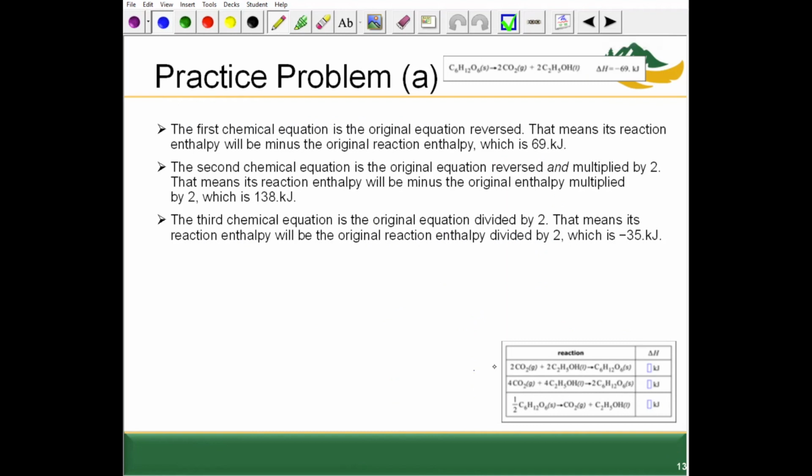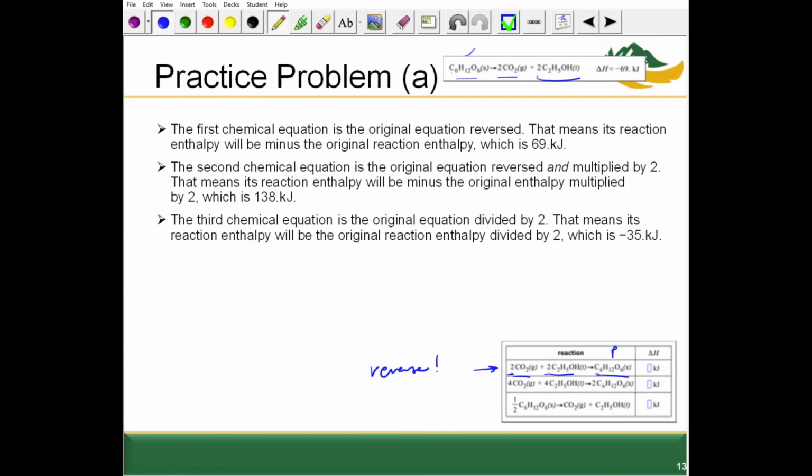So looking at the first reaction now, originally we have C6H12O6 on the reactant side. For this first reaction, that same molecule is on the product side. Then here, 2CO2 and 2C2H5OH. So for this first reaction, all we did was reverse it. Right? We didn't change the molar coefficients. It's still 1, 2, and 2.